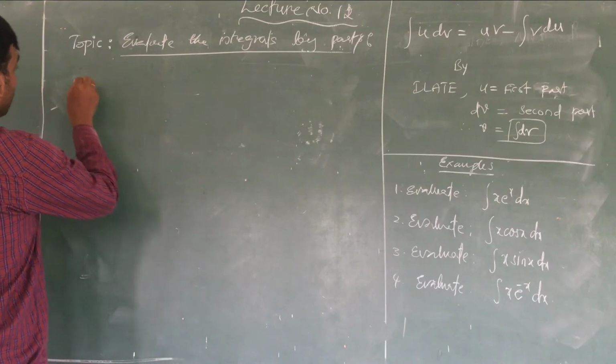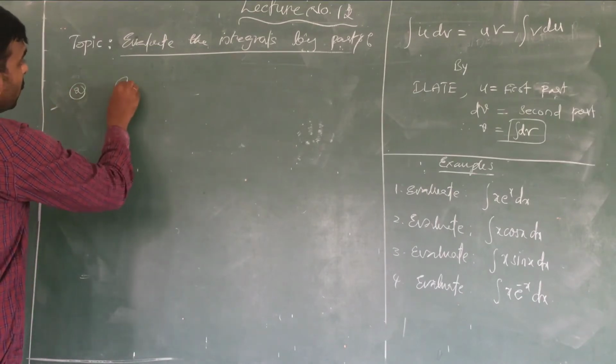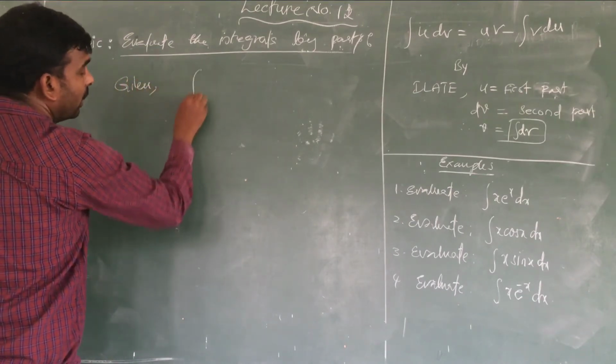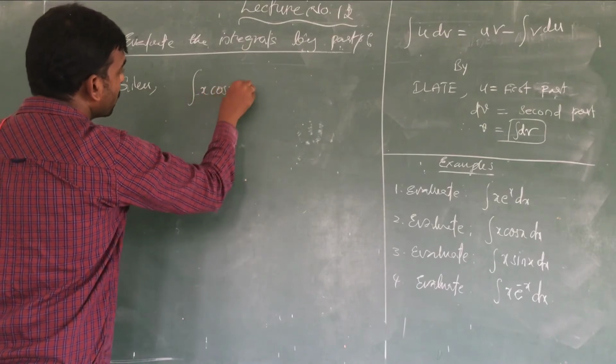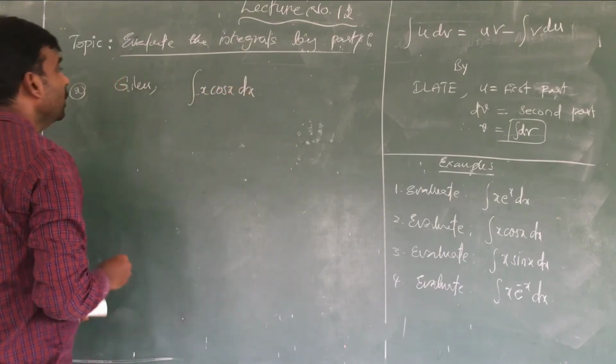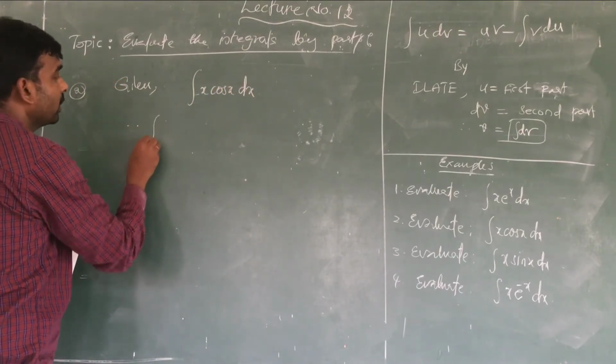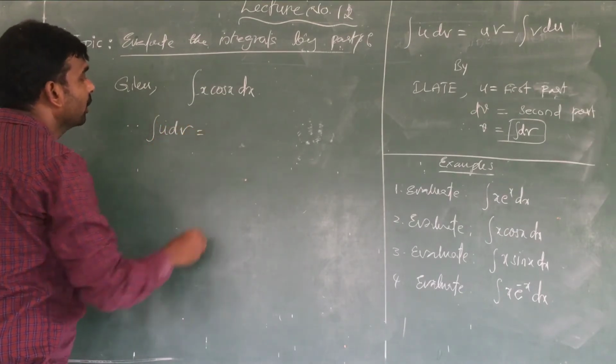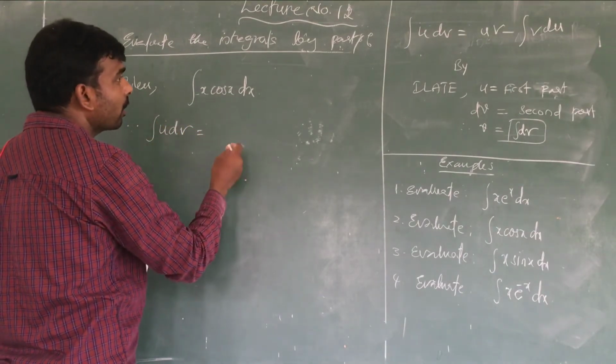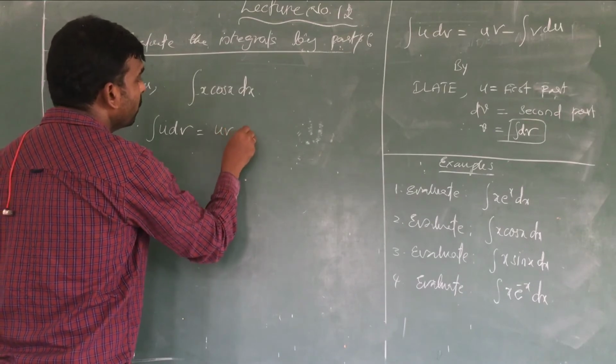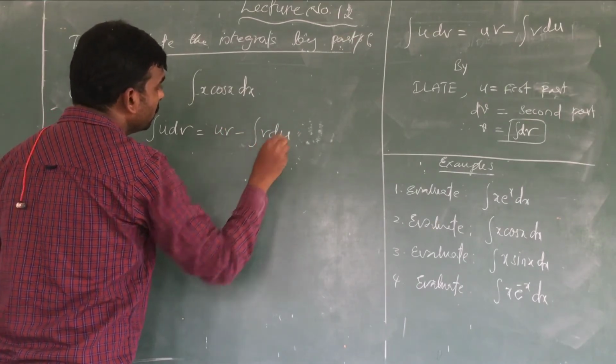So the second one, we take the second one. What is given? Integration of x into cos x into dx. Now you compare with integration u into dv. So in this, what is the formula? u into v minus integration v into du.